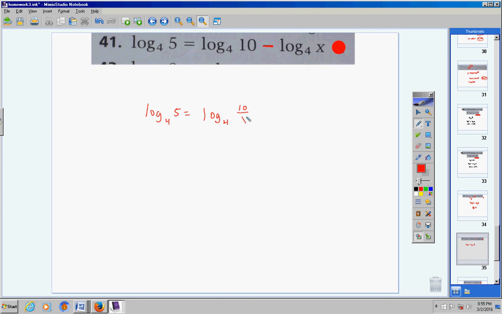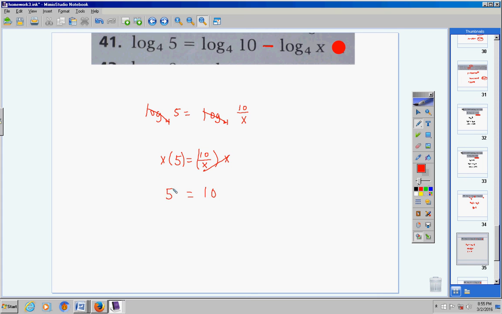And look, guys, I'm good. I have a log base 4, log base 4. Cross them off. And you're left with 5 equals 10 over x. Now, guys, you should know what to do. Think about it. I don't want an x in a denominator, do I? Of course not. So multiply this side by x. But if you multiply one side by x, multiply the other side by x, okay? So, 10 over x times x, these cancel, leaving you with 10. 5 times x is 5x.